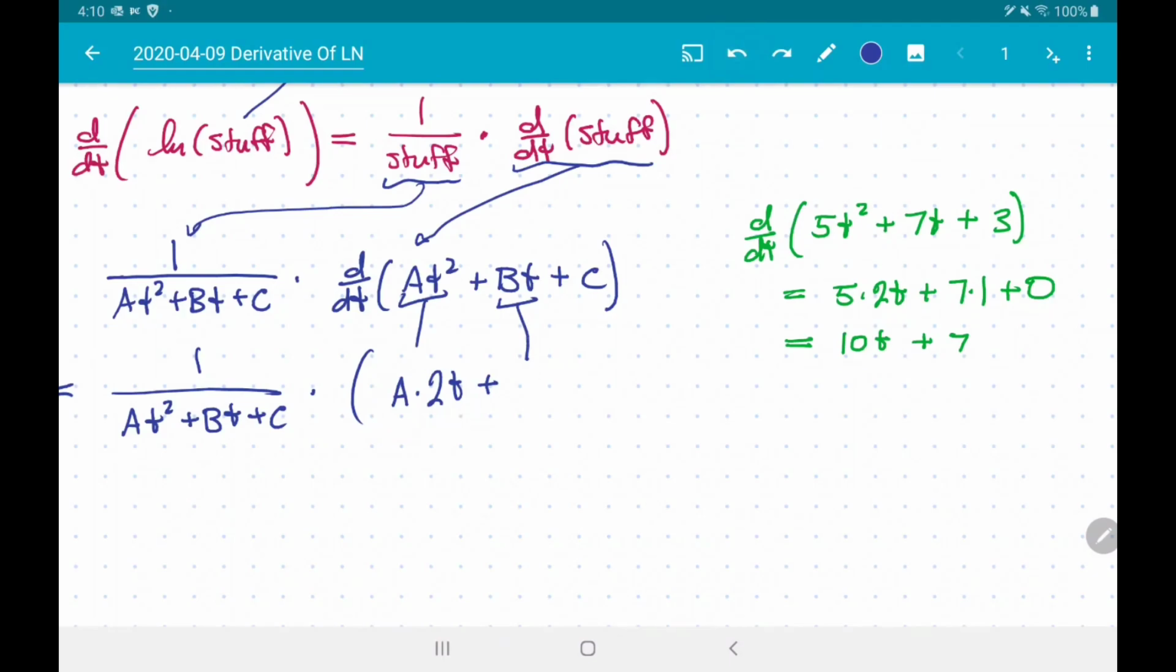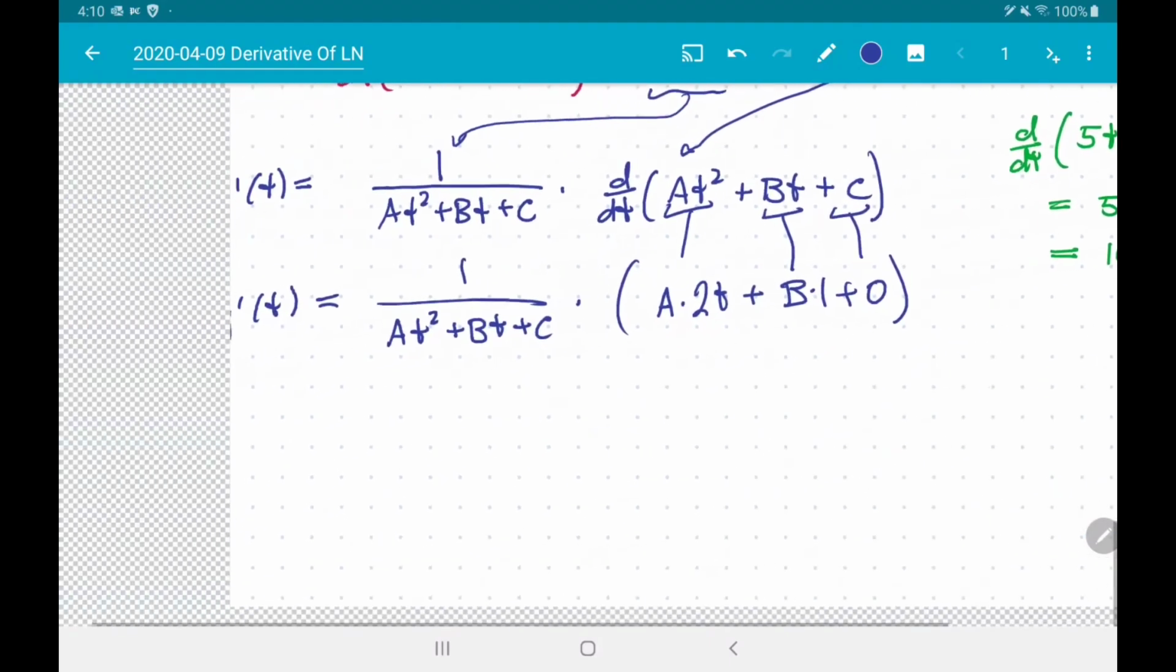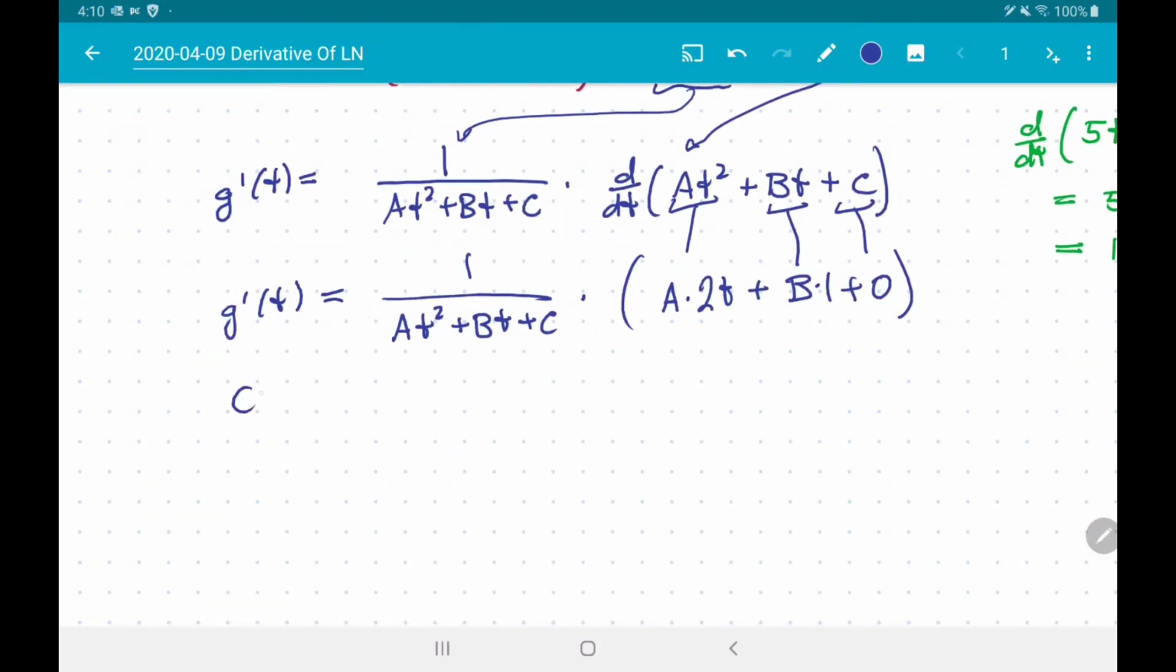For bt, which will be parallel to the 7t over there, the derivative of that is b times 1. We keep multiplication by b. And finally, the derivative of plus c is parallel to the derivative of the plus 3 over here. So that gives us plus 0. Having done that, we can now clean things up.